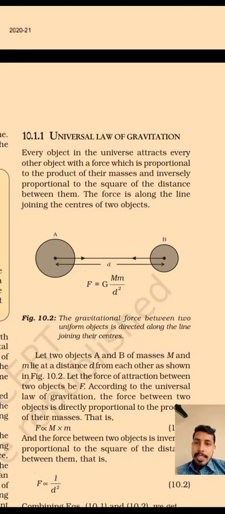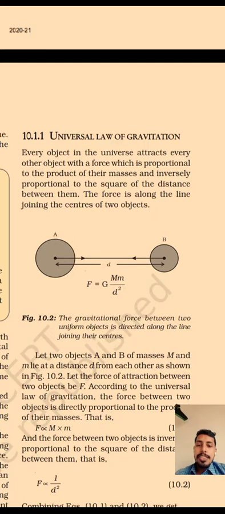Only the definition: every object in the universe attracts every other object with a force which is proportional to the product of their masses and inversely proportional to the square of the distance between them. The force is along the line joining the centers of two objects. Okay, in here, the centers of A and B.